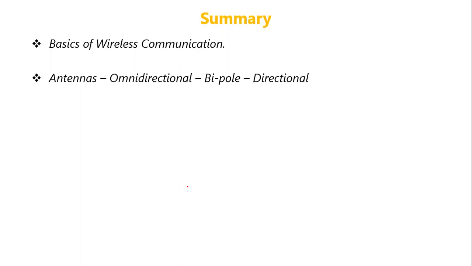So we have understood that long waves, in the sense low frequency waves, can penetrate through obstacles, whereas short waves, like high frequency waves, get absorbed by the obstacles. And then we have discussed antennas. We have discussed different types of antennas like omnidirectional antenna, dipole antenna, and directional antennas. Like that, we have discussed many types of antennas and their features.